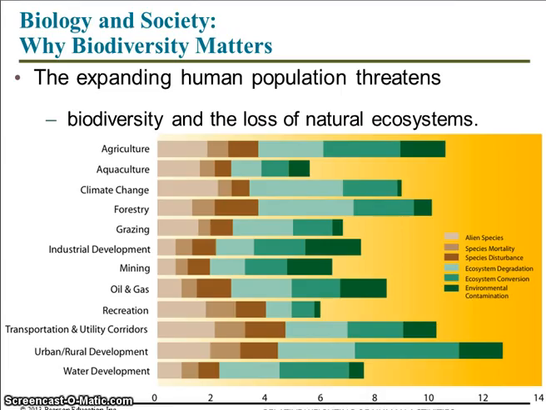First, we're going to talk about biodiversity, what biodiversity is and how human population can threaten it. In Chapter 18, we discussed ecosystems, and we're going to look at how the human population alters them with alien species, taking species out, disturbing them, degrading the ecosystem, changing it to other things, and contaminating it.